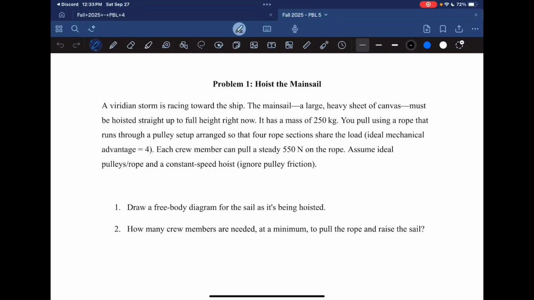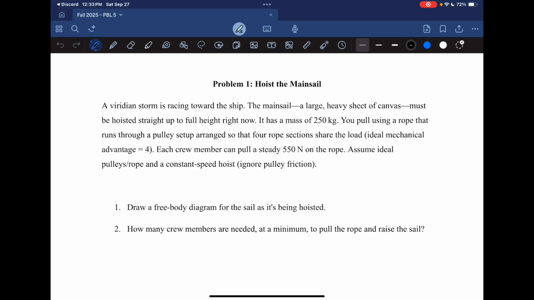Hello everybody. Today I have another few example problems for us to go over. These are all going to involve a ship in a storm. So the first problem we have is we're trying to hoist the mainsail of the ship. I'll let you read the problem to get the context.